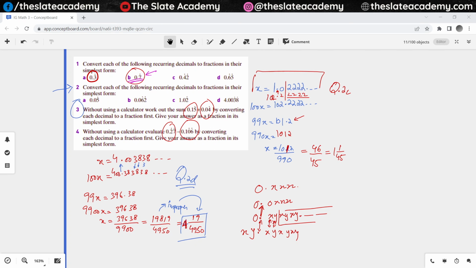For 0.4 recurring, that would not be correct. That would be correct. Okay, somebody has sent a picture.